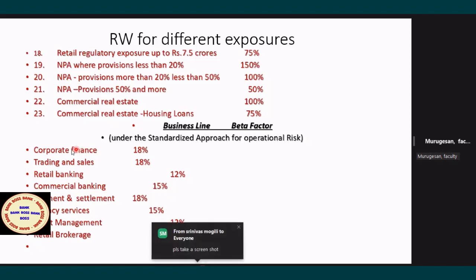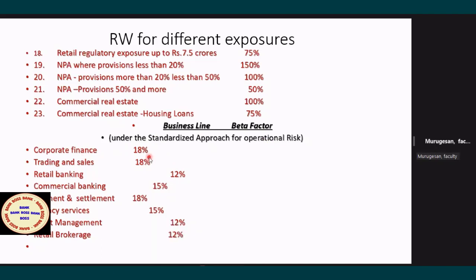Okay, friends, I think all of you remember this also. There is a standardized approach for operation risk. The business segments, 8 segments are there. Corporate finance, whatever income you are earning, that is 18%. That is called beta percent.